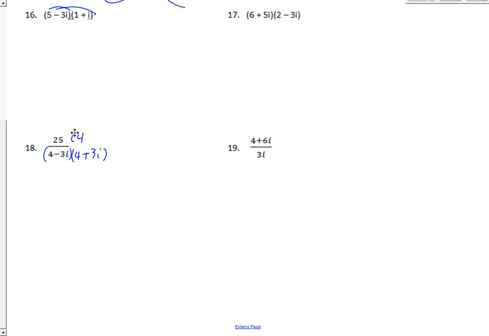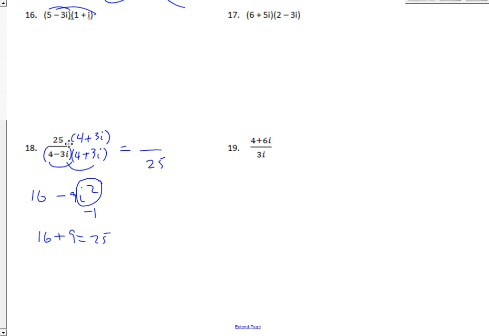So 4 plus 3i. On the bottom, when I multiply this, if I FOIL, the O and the I will cancel. So I'm just going to do F: 4 times 4 is 16. And L, so negative 3i times negative 3i is negative 9i squared. And the i squared is negative 1, and negative 9 times negative 1 is positive 9. So I get 16 plus 9, which is 25.